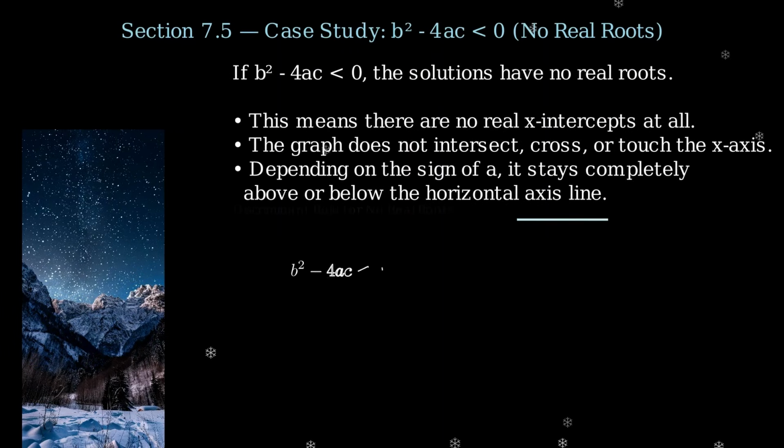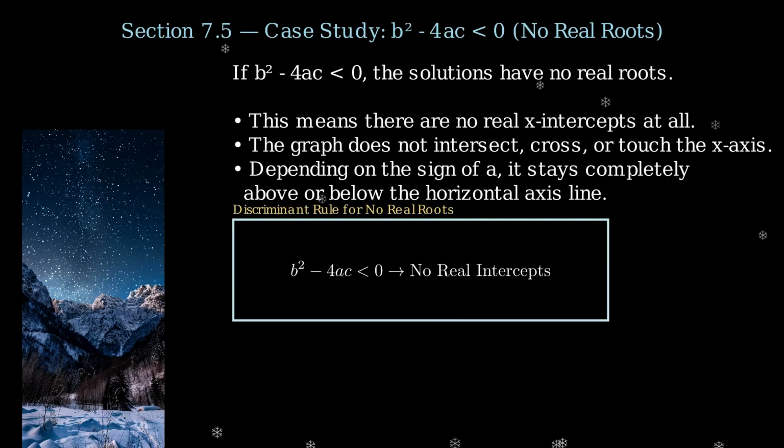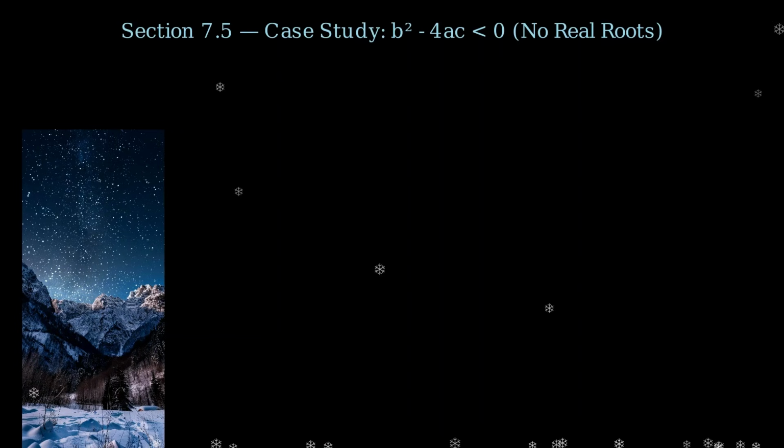Section 7.5. Let's finish our discriminant case studies by looking at what happens when b squared minus 4ac is less than 0. If the discriminant is negative, the quadratic has no real solutions, and the function has no real roots. Graphically, this means the parabola never intersects, crosses, or touches the x-axis.